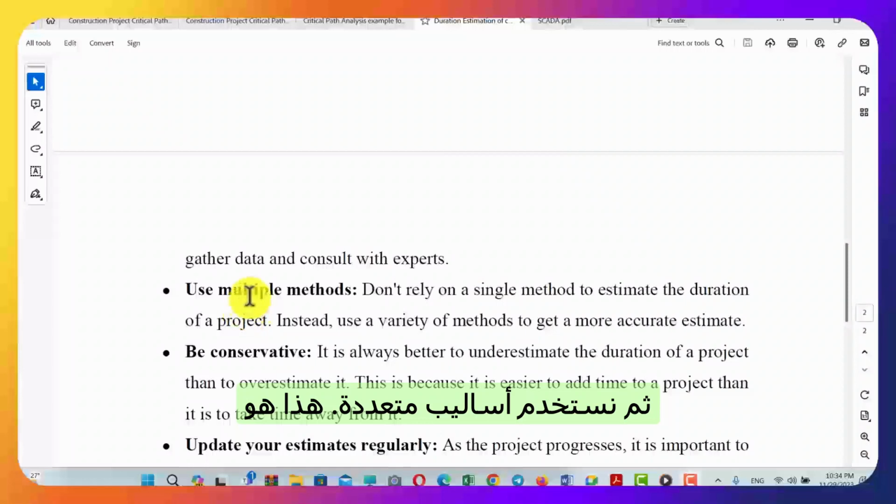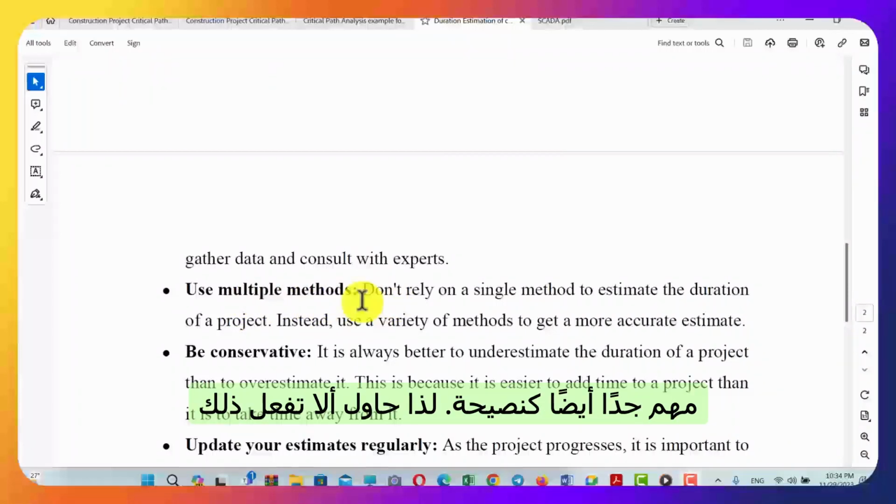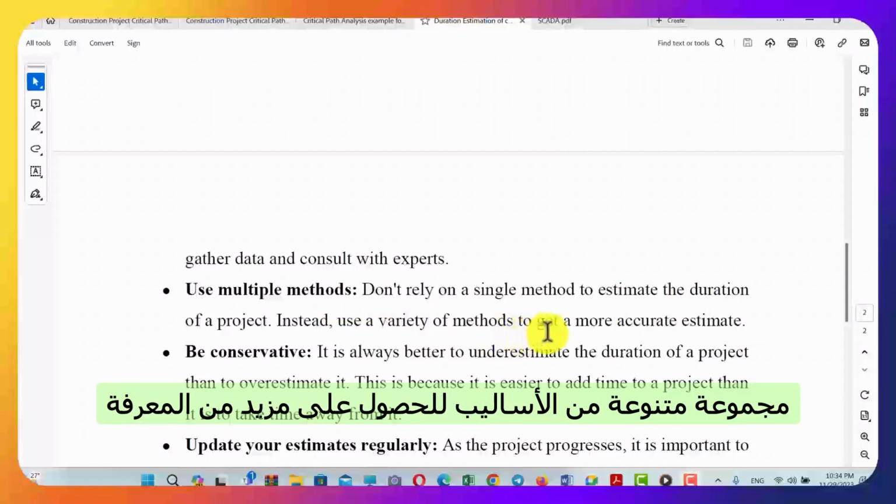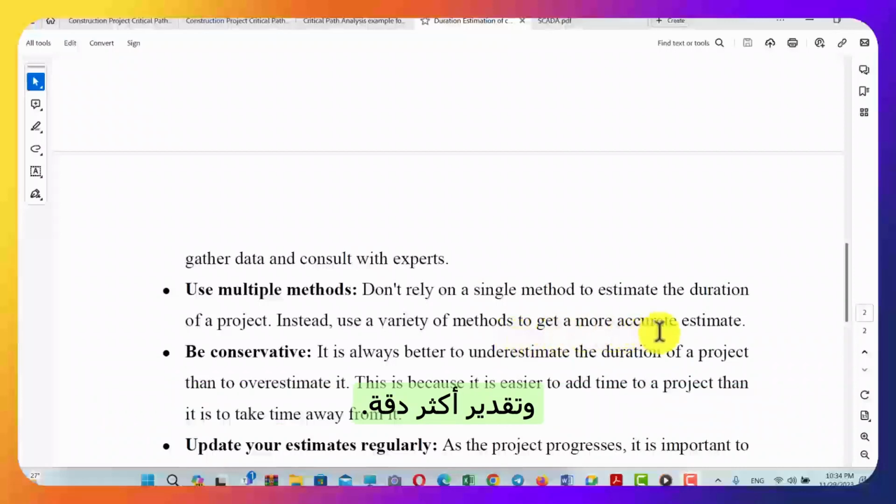Then we use multiple methods. This is also very important as a tip. So try not to rely on a single method to estimate the duration of the project. Instead, it's preferable that we use a variety of methods to get more insight and more accurate estimation.